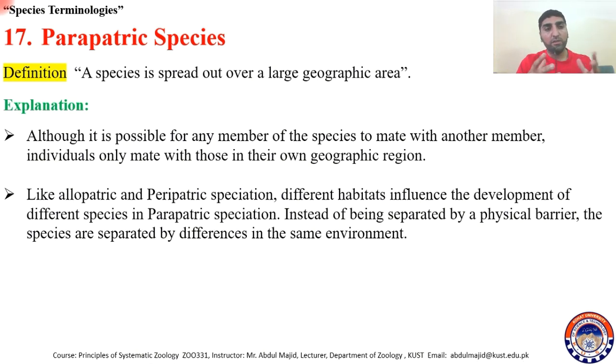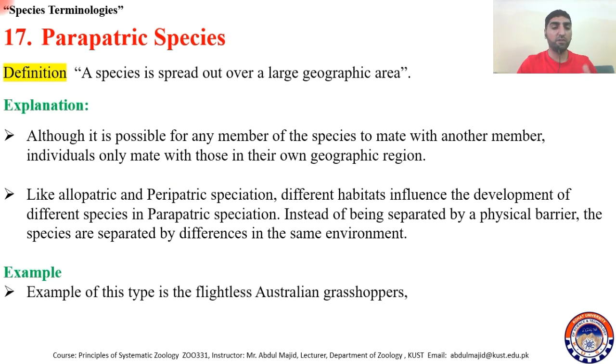They can interbreed with each other, but the animal will prefer to interbreed with the nearest one. That's why some of them become isolated from the rest of the population, because everyone will try to interbreed with those in the near vicinity, and that is what will cause parapatric speciation. The example of this is the flightless Australian grasshopper.